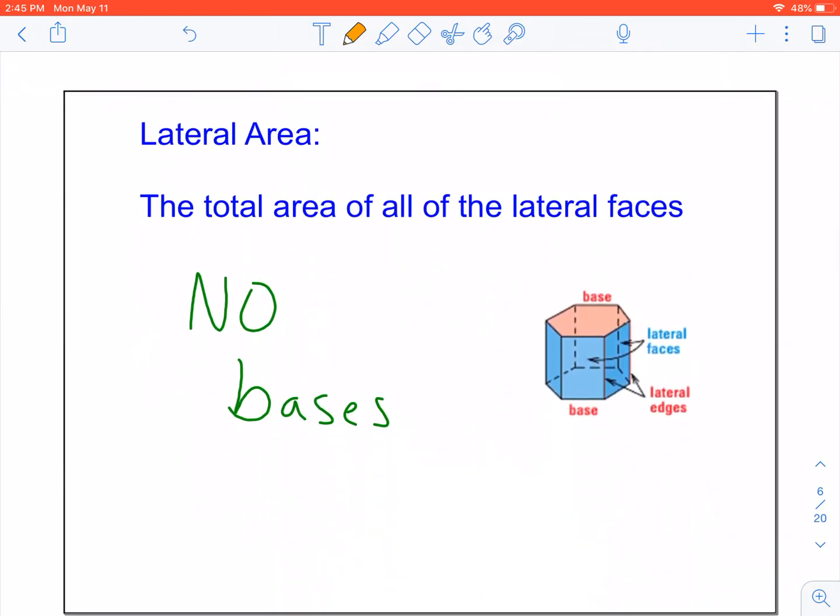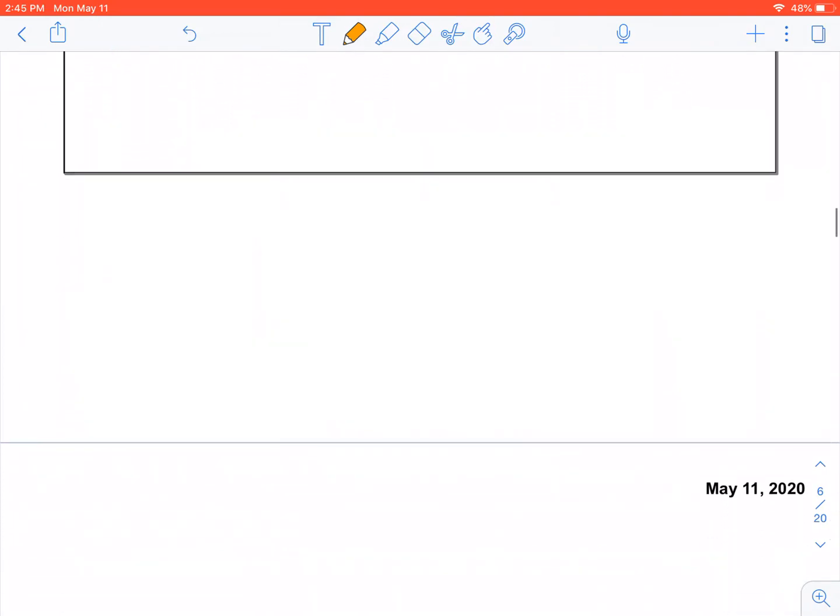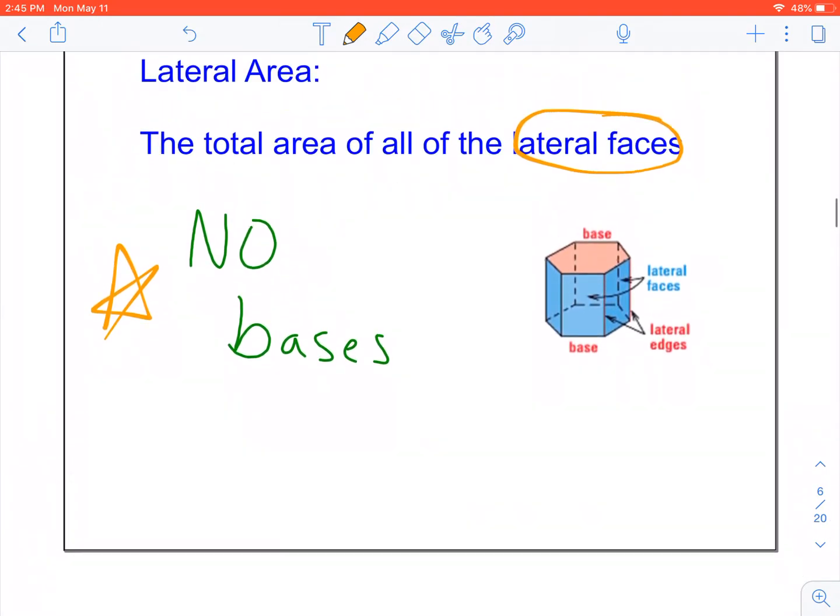If surface area is all of the surfaces, and we talked about your lateral faces being not the bases, then the lateral area is the total of all of the lateral faces, meaning there are no bases. It is essentially like a paper towel roll, right? When you get down to that little piece of cardboard that's inside, you're looking at something that doesn't have a top and bottom to it. So there are no bases to that lateral area.